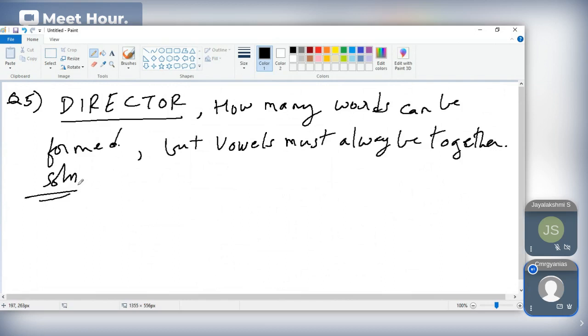Got it? Yes, sir. Just answer. 6 factorial into 3 factorial, which is 4320. Final answer. Give me final answer. 4320, sir. Wrong. I know where you missed out. Just check once again. 4320 is one more option. In the options it will be there, 4320 also, but it is wrong. Check somewhere the logic you have gone wrong.